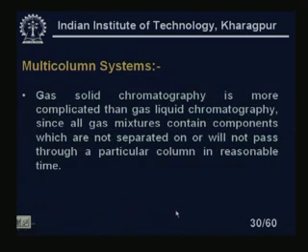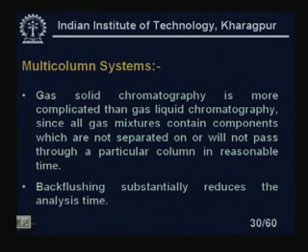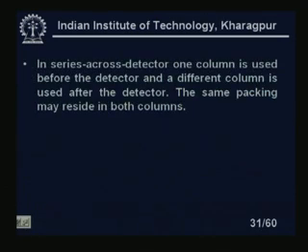Multi-column systems: gas solid chromatography is more complicated than gas liquid chromatography, since all gas mixtures contain components which are not separated on, or will not pass through, a particular column in reasonable time. Back flushing substantially reduces the analysis time. In series cross detector, one column is used before the detector and a different column is used after the detector. The same packing may reside in both the columns.